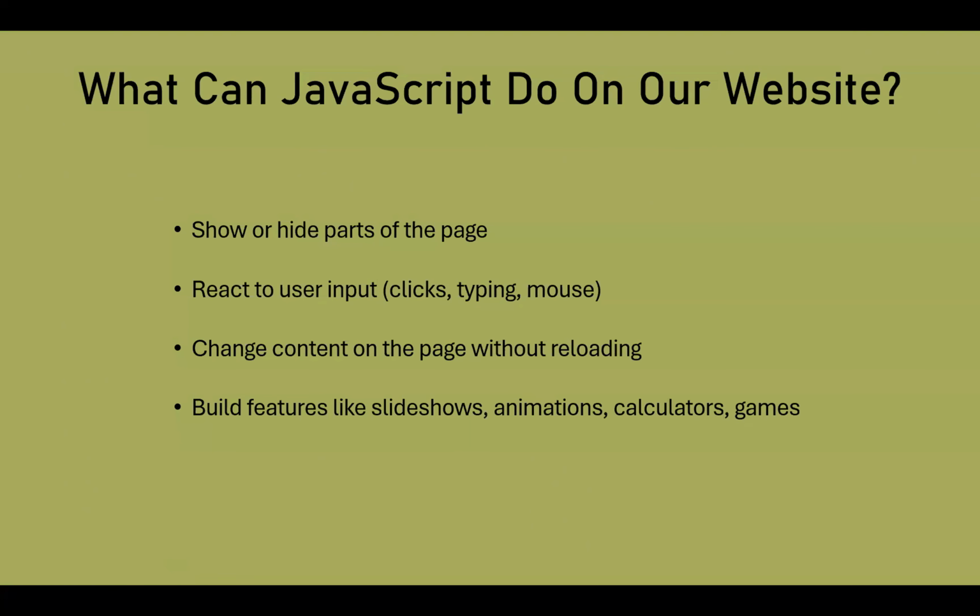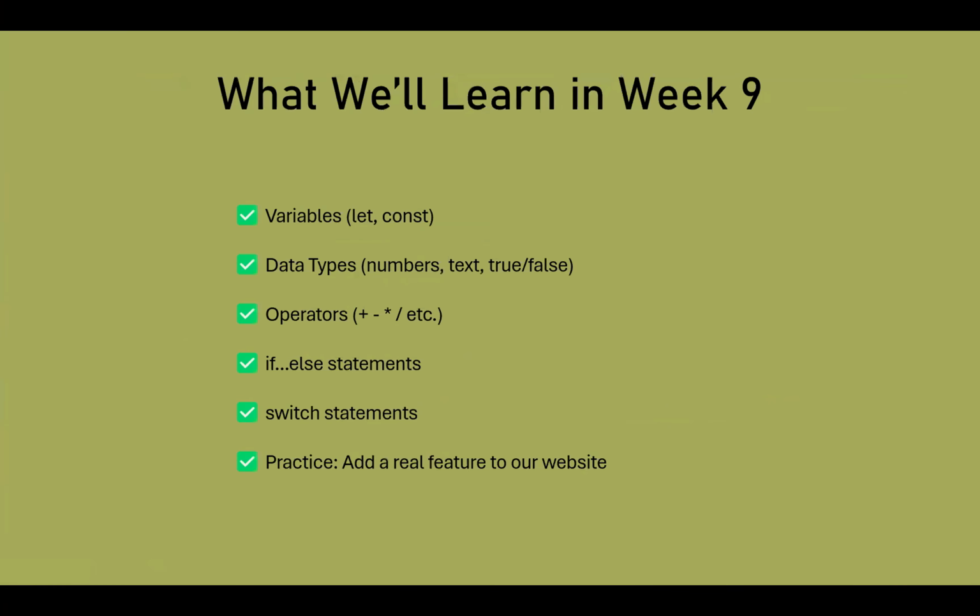So what can JavaScript do on our website? Maybe there are certain things you want to show or hide. You can do that. You can react to whatever a user is doing. Maybe they are clicking, they are typing something. You can put a specific behavior against it. It can help you change content on your page without having to reload your page. You can dynamically load content. You can build any features, slideshows, animation, anything you want to build, calculators, games. These are just things you can use JavaScript to do.